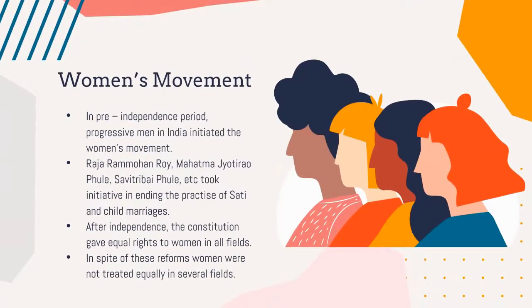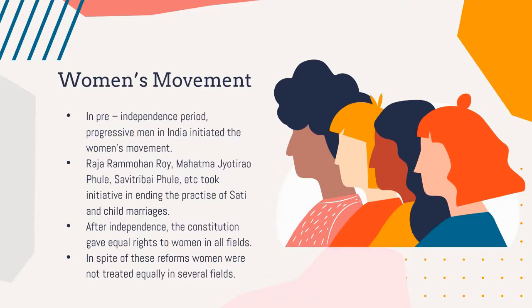Let's look at the women's movement in India. In the pre-independence period, progressive men in India initiated the women's movement. The women's movement aimed at eliminating injustice done against women and ending their exploitation, to help them to lead a respectful life and participate actively in social life.